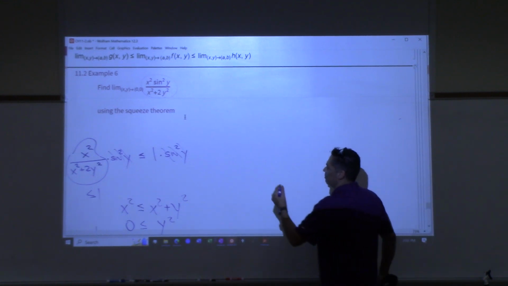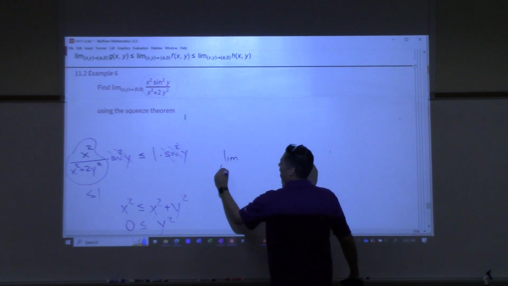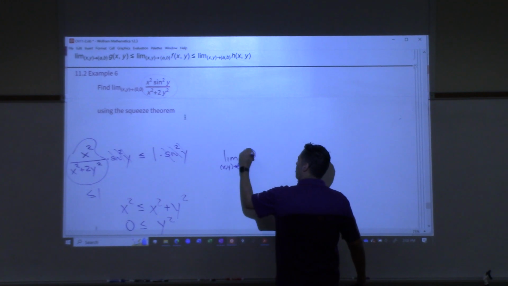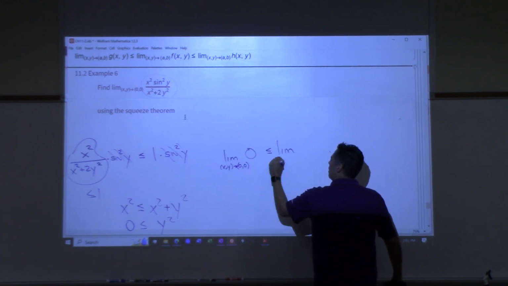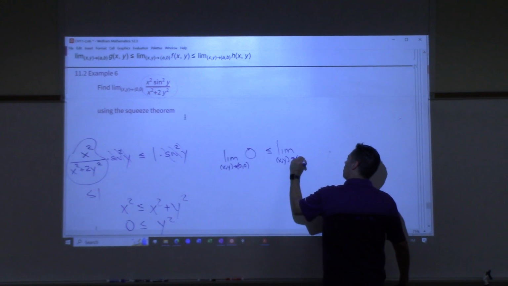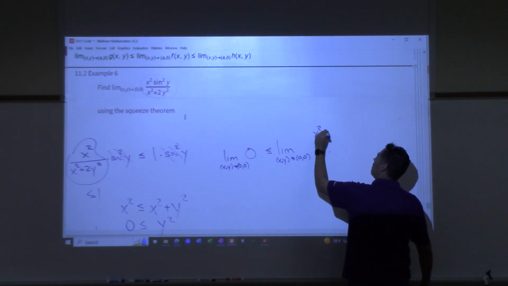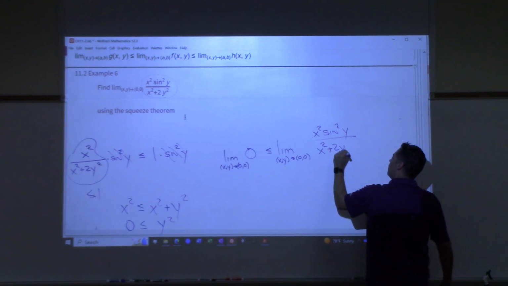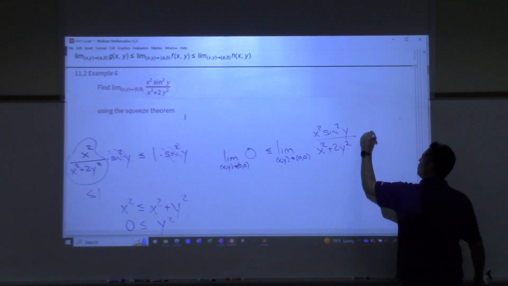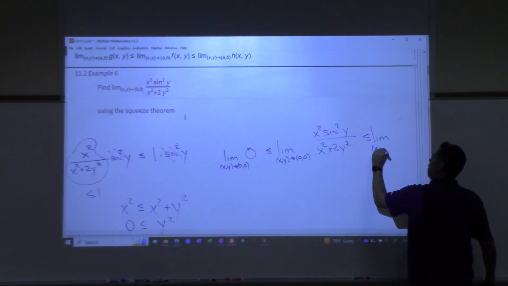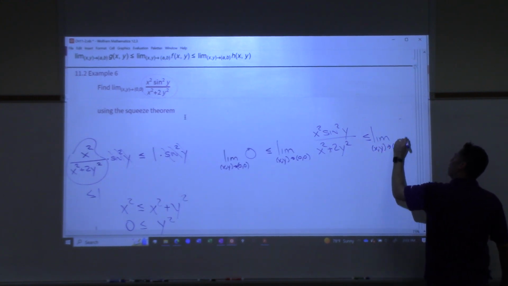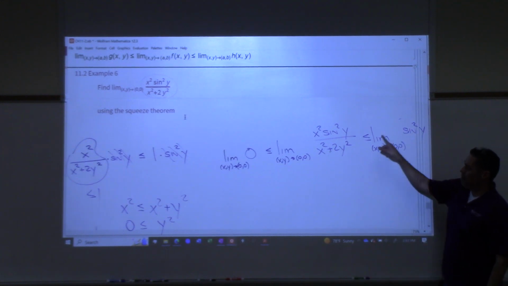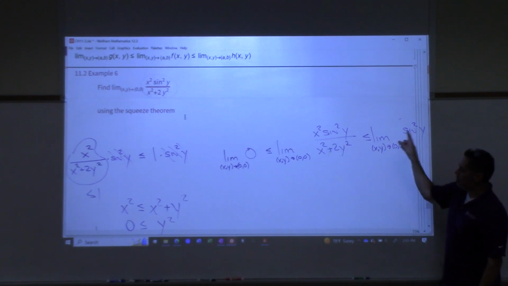So here's where we are. We have the limit as (x,y) goes to (0,0) of 0 is less than or equal to the limit as (x,y) approaches (0,0) of the thing we were interested in. We didn't know what this limit was, right? But we were able to show that that's less than or equal to the limit as (x,y) approaches (0,0) of sine squared y, because we believe this inequality to be true. Hopefully we believe that. I convinced you.